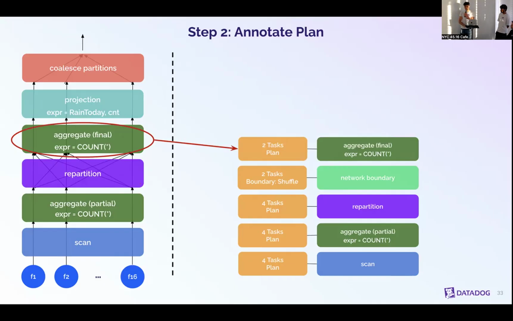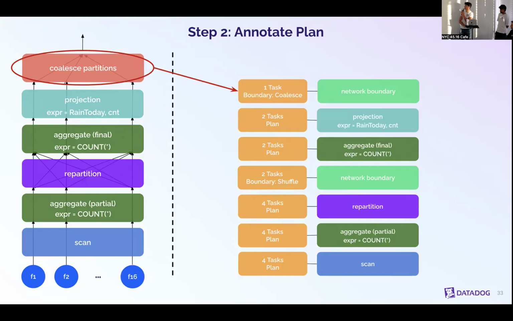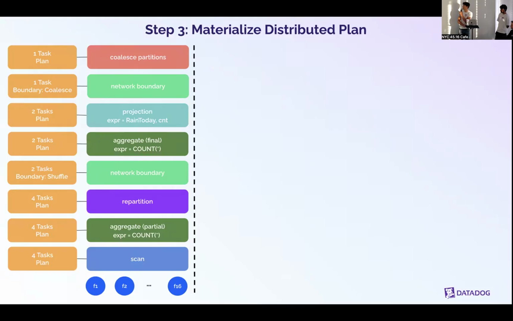And now continuing up our plan, we compute the aggregation, which inherits the tasks below. Same thing for the projection. And then coalesce will be another one of these network boundaries here. So we insert our network boundary with the final task marked as a coalesce, and then add our final node on top. So this is our final annotated plan, and now we just need to materialize it.